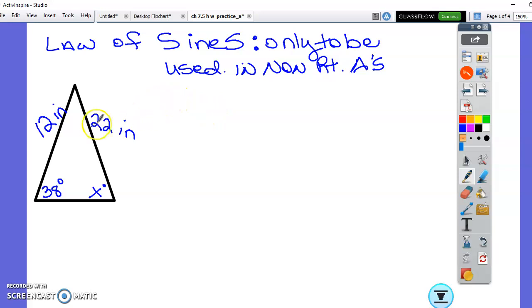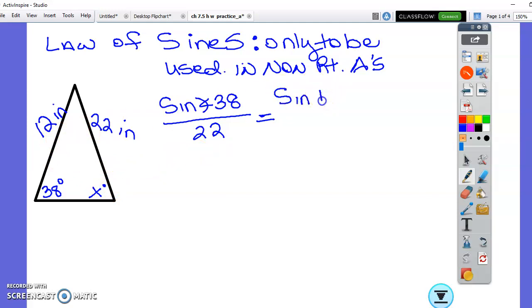And it goes like this. Sine of the angle that's 38 degrees divided by the length of the side that's opposite it, equals the sine of x degrees over the length of the side that is 12 inches. And we don't know what this degree is here, and we're going to figure it out by using ratios.